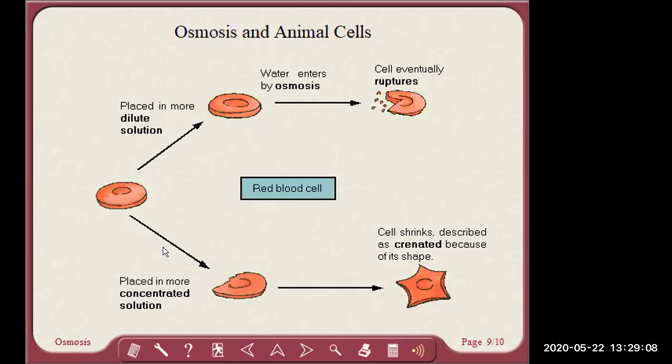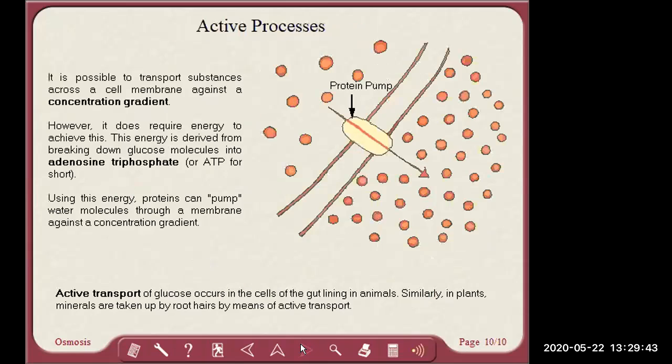In a plant cell, remember we use the same word, turgidity. It will become turgid. But in this case, it becomes turgid, but if it goes further, it will rupture. In this one, it will shrink. And then in this case here, we talk about plasmolysis in the plant cell, but in the animal cell it will be crenated, or what we say crinkled or wrinkled, okay?